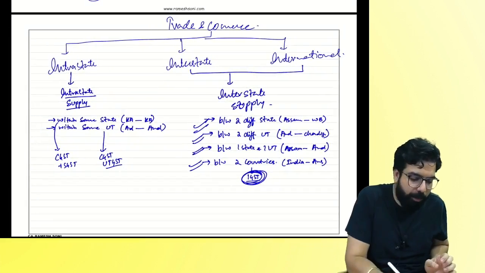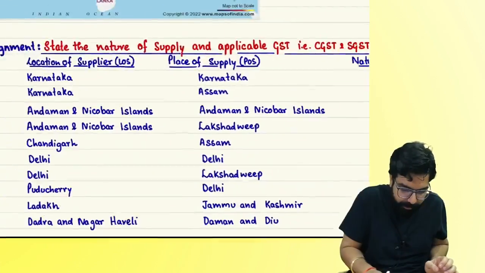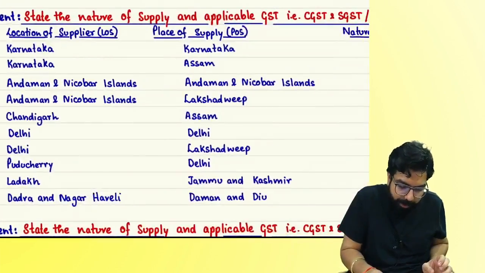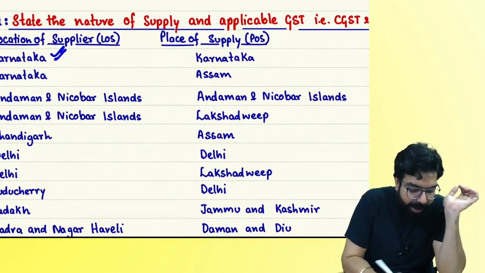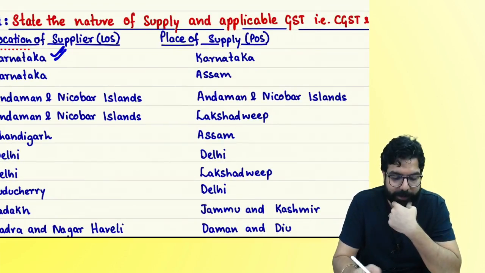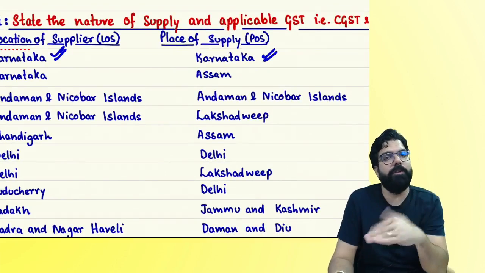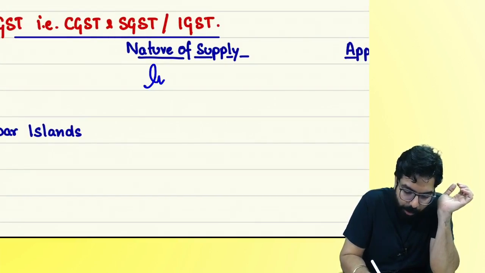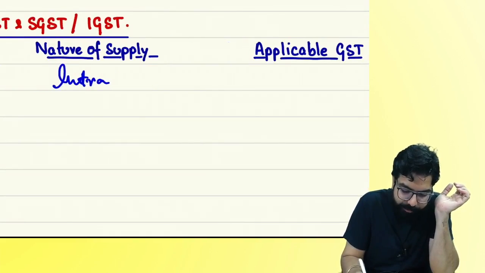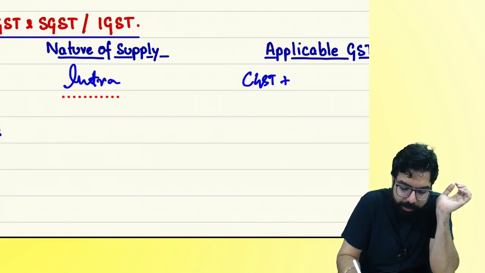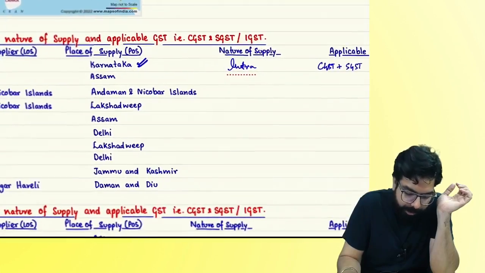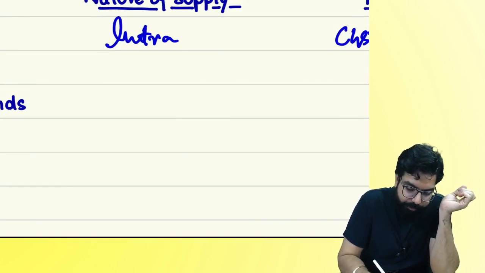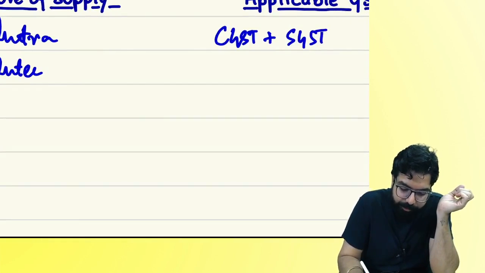But first, I want to do a small exercise with you guys. Leave the UT part for the time being. Whenever the location of the supplier is in Karnataka and the place of supply is also in Karnataka only, inter or intra? What will you charge? CGST plus SGST. Next. The transaction is happening from Karnataka to Assam. Inter or intra? Inter. What will you charge?